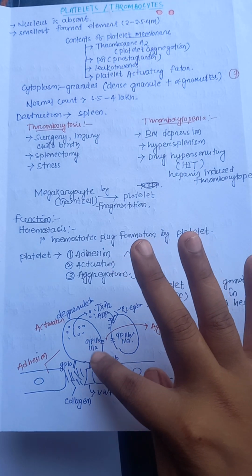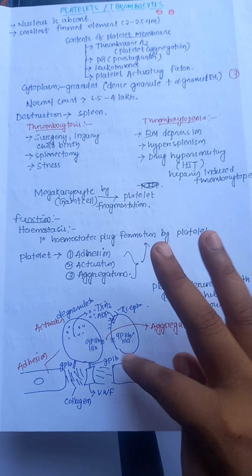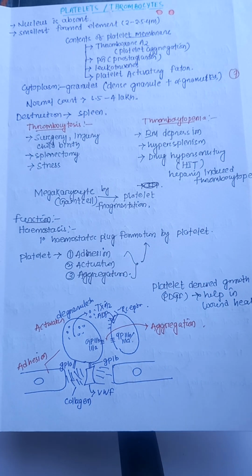And like this, platelets contain glycoprotein 1a/2a and glycoprotein 1b, and these, along with von Willebrand factor, are responsible for adhesion. Okay, and there will be the release of some chemical mediators like thromboxane A2 and ADP. They are responsible for the recruitment of other platelets, that is called activation. Okay, and the final is aggregation.